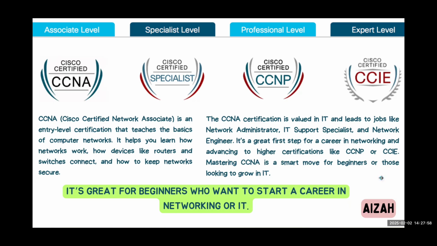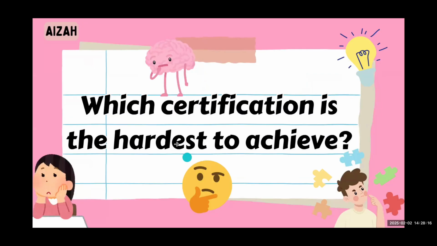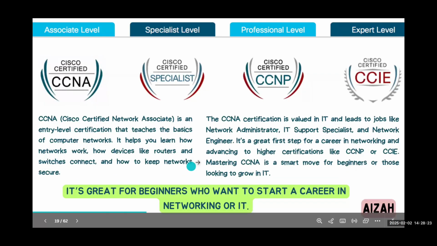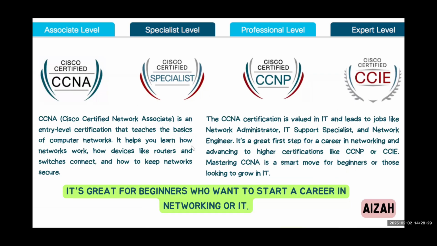And we have three levels: the associate level, the professional level, and the expert level. The reason I'm not saying specialist level is because the specialist level basically comes into the associate level. I have a quiz for you guys, so I hope you're paying attention. Let's see if you can answer this quiz. Which certification is the hardest to achieve? I didn't tell you what this is, but I want to see if you can actually do it. Everyone, write your answer in the comments right now. Which certification is the hardest one to achieve? The associate level, professional level, or expert level?